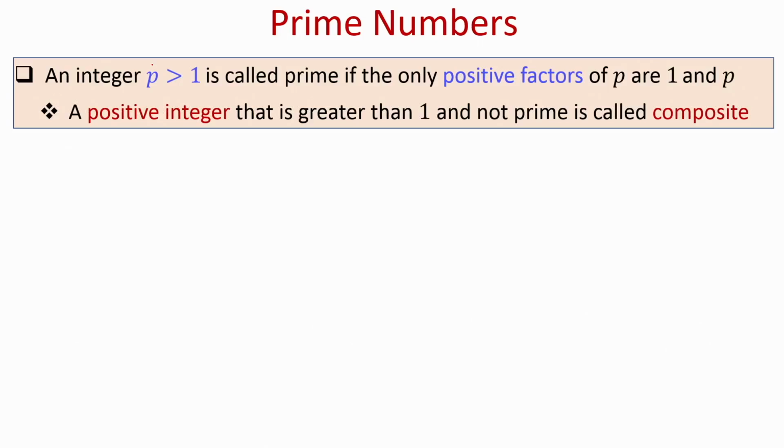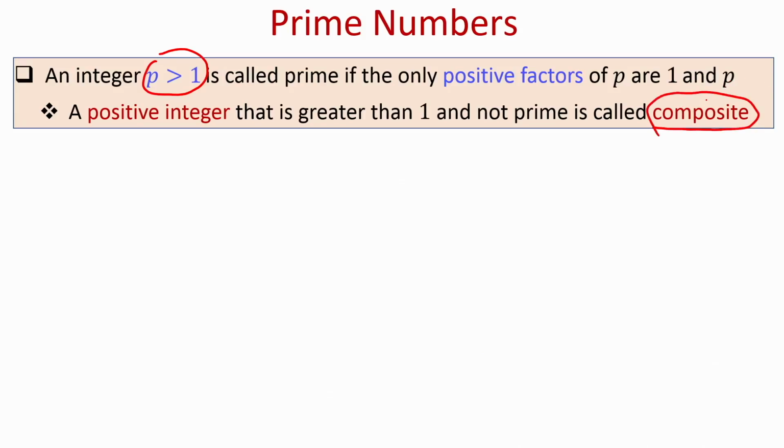The definition which all of you are aware of. We will say an integer p which is greater than 1 is called a prime number if the only positive factors of p are 1 and the number p itself. Whereas, if the number p is not a prime number, then we call it a composite number.